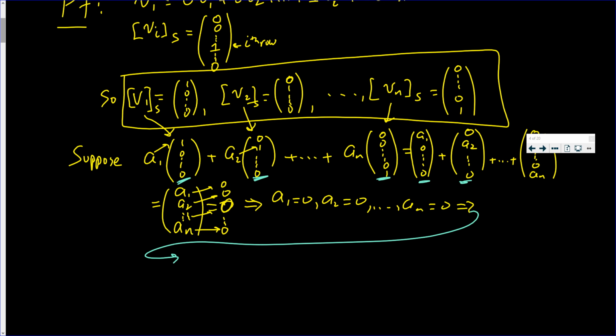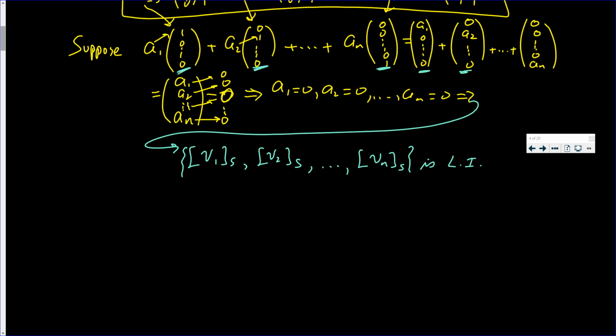So coming down here, that implies that the coordinates of V1 in S, the coordinates of vector 2 with respect to the S basis, all the way down to the coordinates of vector n in the S basis, form a set that is linearly independent. Now, to show that it spans Rn is easy.